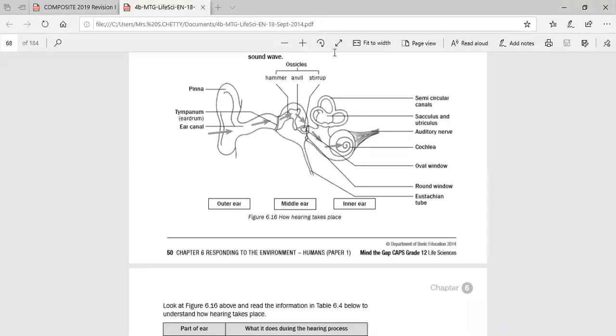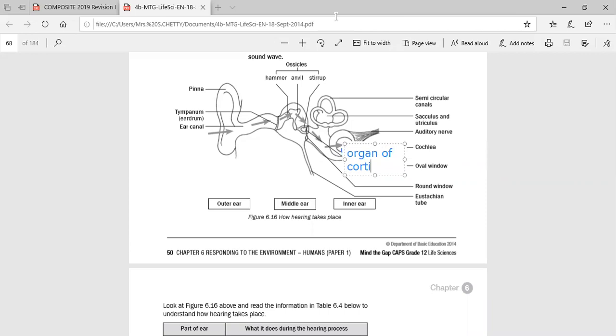So inside the cochlea, you'd find that there is a sensitive structure here. And this sensitive structure inside the cochlea represents the receptors for sound. The receptors for sound, which are found inside the cochlea, are called, in this case, the organ of Corti.